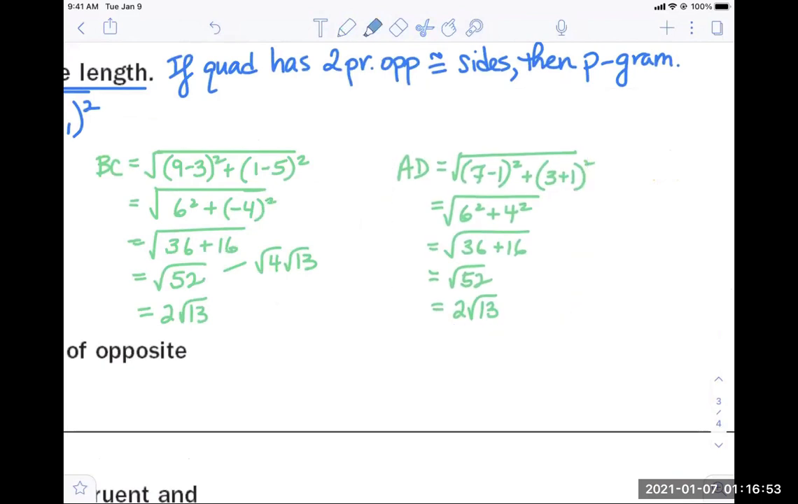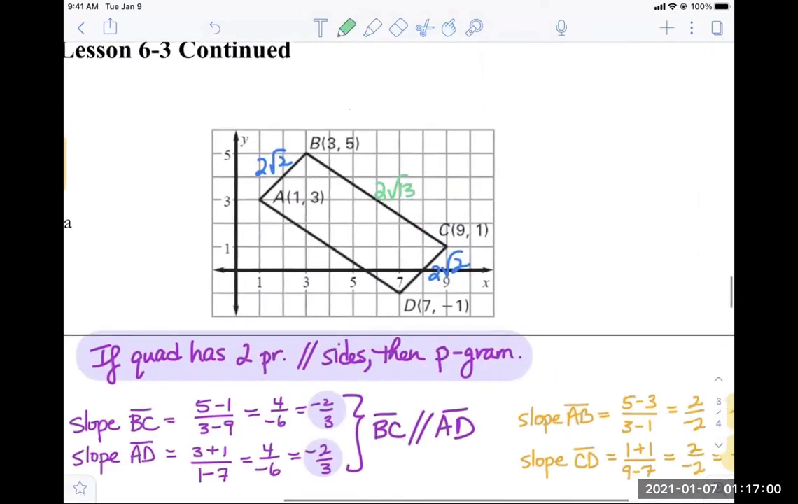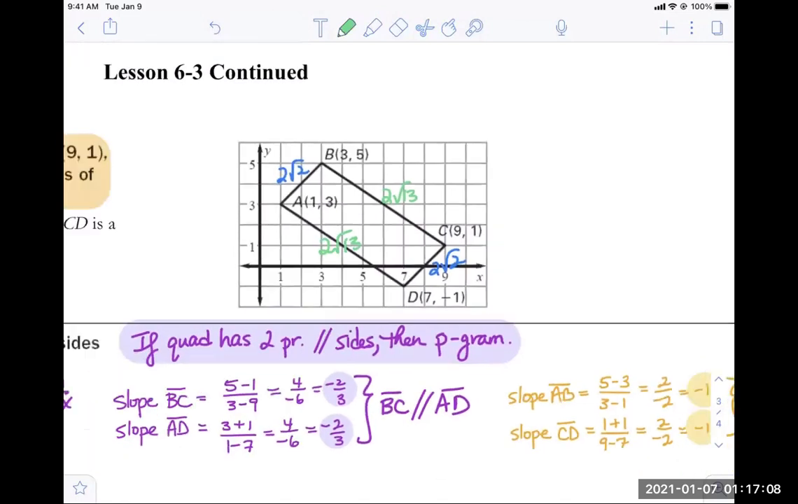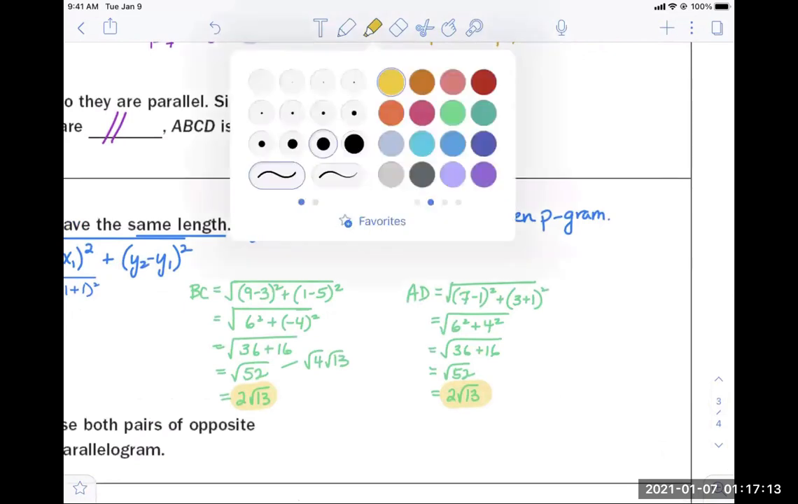All right, so these turned out to be both 2 root 13, and that means that we have proven that this is a parallelogram by showing that the length of both pairs of opposite sides is the same. The 2 pairs of opposite sides are congruent.